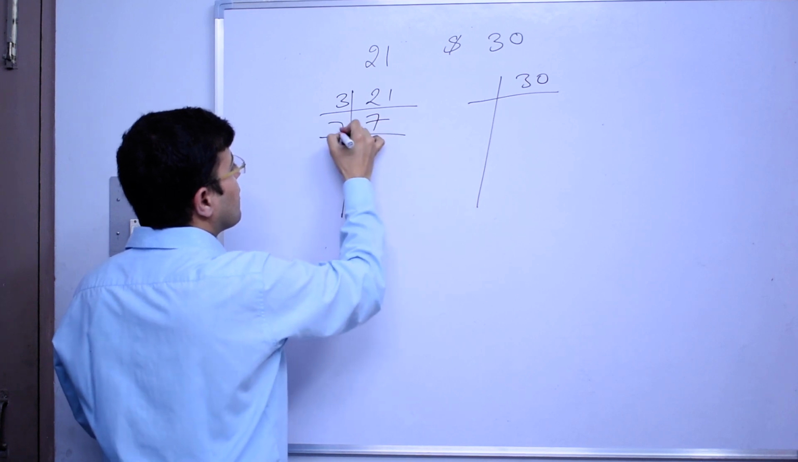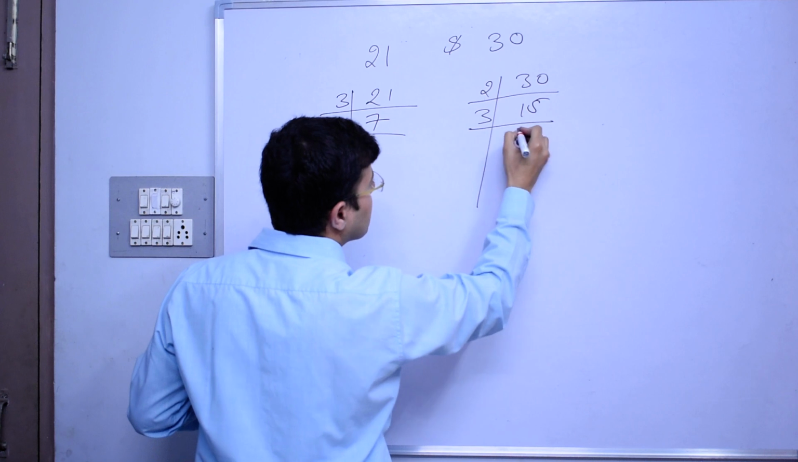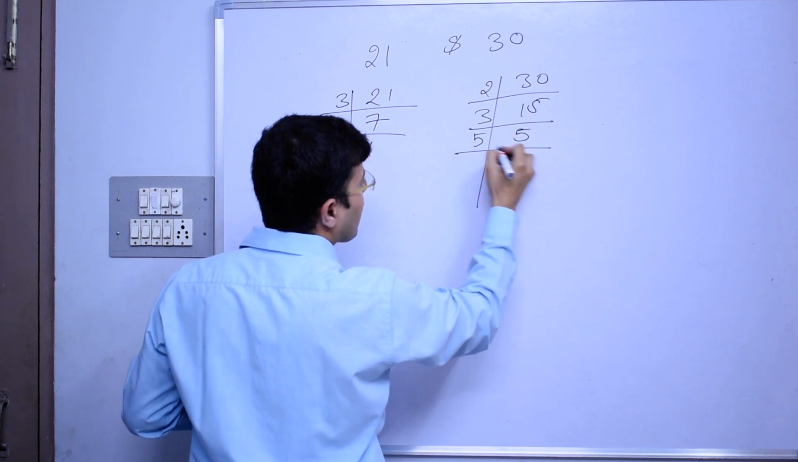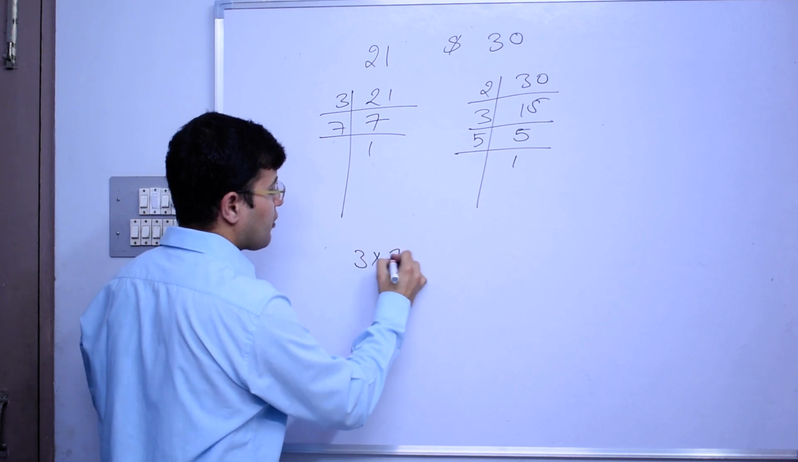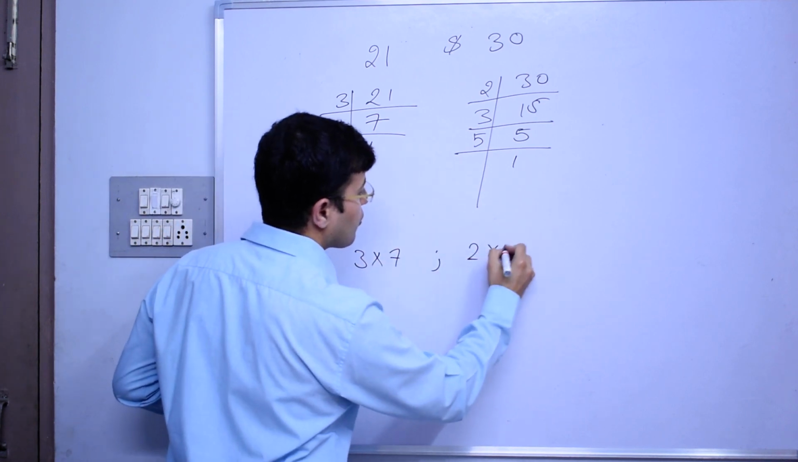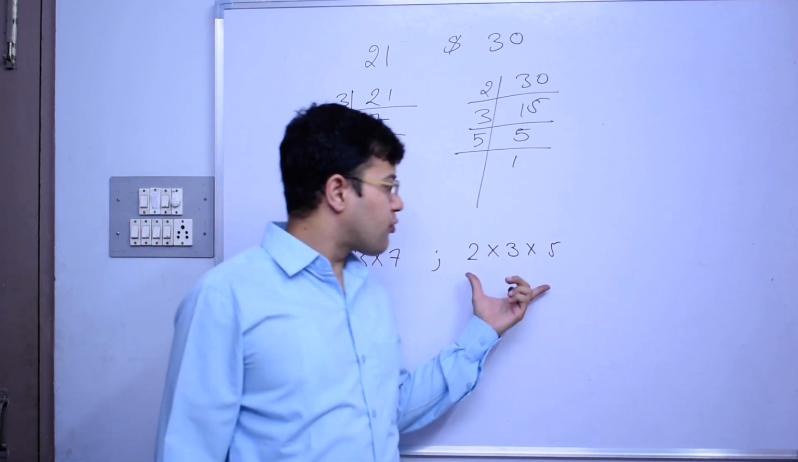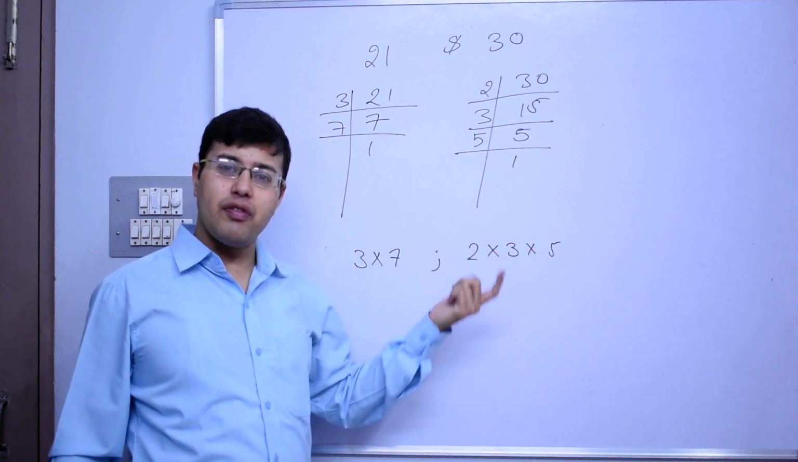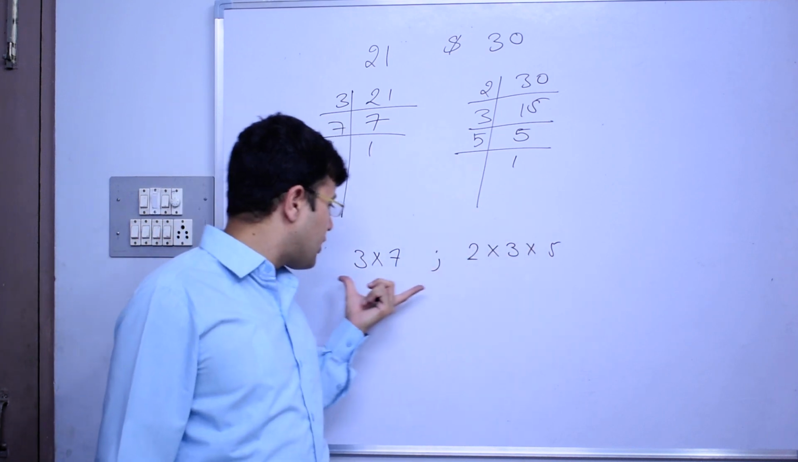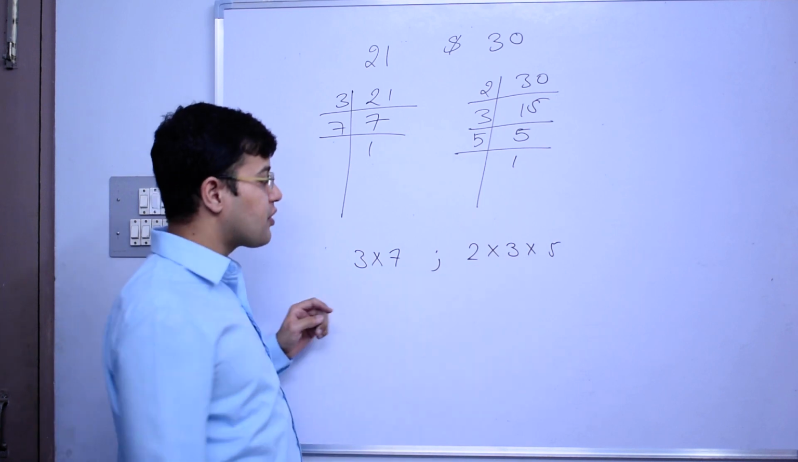This is 3, this is 7, this is 1, this is 2. This shall be 15, 3, 5, 5 and 1. So now the factors will be 3 and 7, and the factors are 2, 3, 5. Now this particular example is quite different from the previous one. In the previous one you had two common factors and you had different variables. Now all the exponents are the same and the numbers are not even common. So what are we supposed to do in this case?